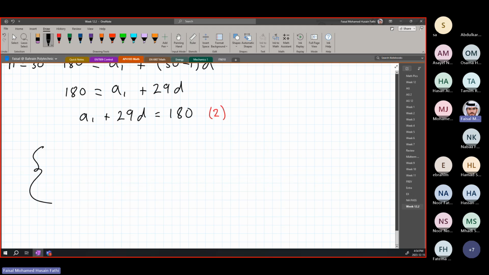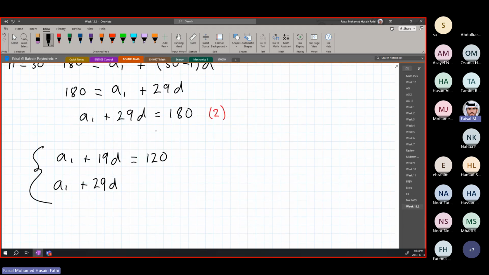Let's solve the simultaneous equations. We have two unknowns and two equations. Our first equation was A1 plus 19D is equal to 120. And then we have A1 plus 29D is equal to 180. This is equation 2. If you remember substitution, you have to look at the signs of what you want to eliminate. Let's eliminate A1 as it's easier. Since these are both plus and plus, we have to multiply one of them with negative. So let's multiply the bottom one by minus 1.